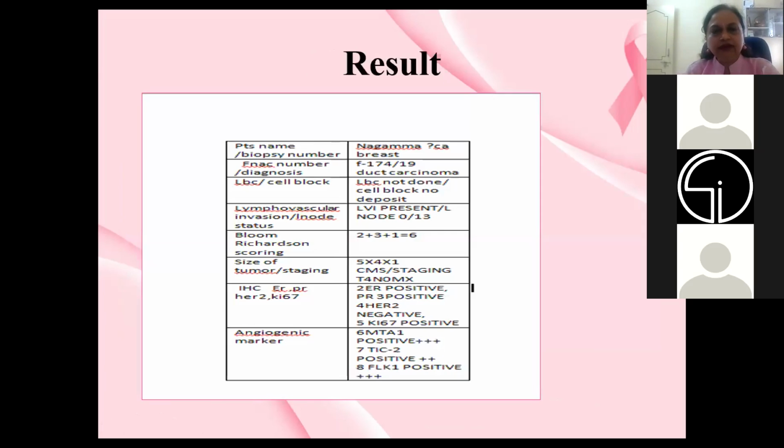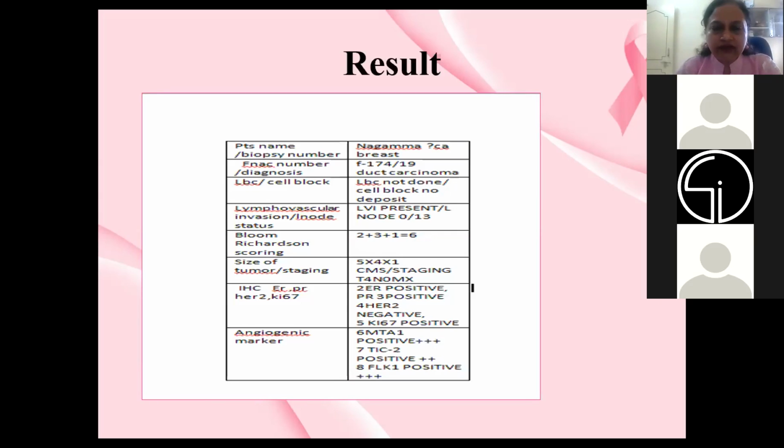So finally, this case was FNAC, and it was diagnosed as duct carcinoma. The LBC could not be done and the cell block did not show a deposit. Histopathology biopsy was studied, wherein it showed lymphovascular invasion. Lymph nodes were reactive. Then we did the scoring, wherein it was 6, that is grade 2. The size of the tumor was 5 into 4 into 1 centimeters, and the staging was T4 without nodal metastasis.